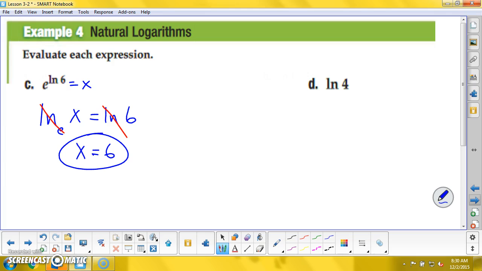Again, another natural log. Here we have e raised to the x equals 4. Now, to figure this out, you're going to have to use your calculator because you can't get a nice whole number on this. So if you type in the natural log of 4, please do that now, you should get the decimal approximation of about 1.3862. That would be your answer.